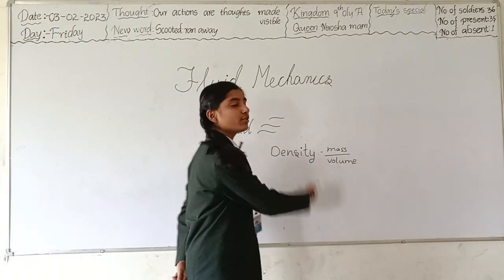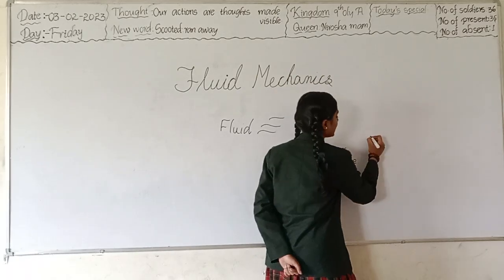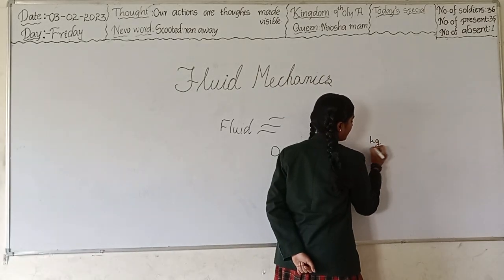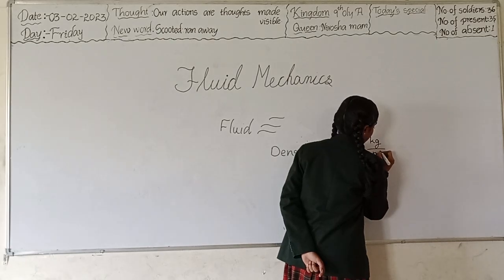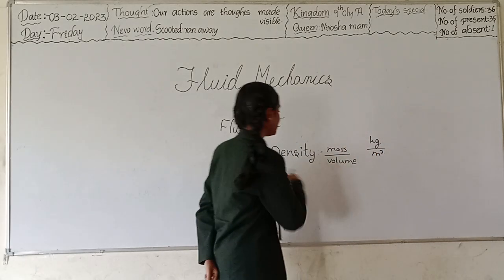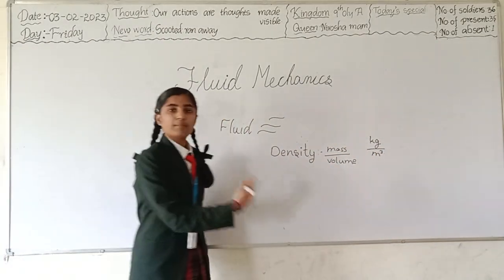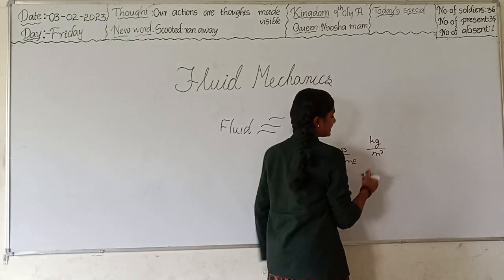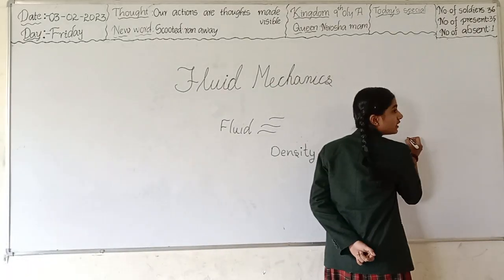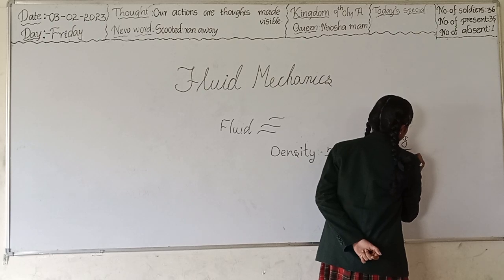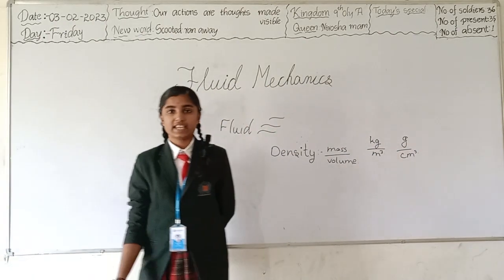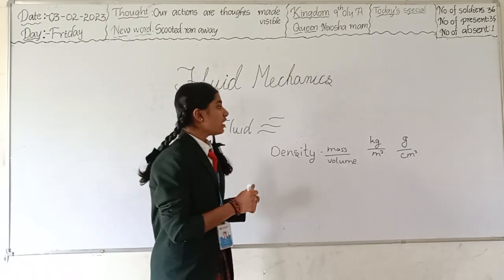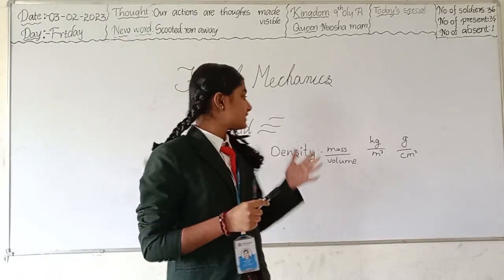As we know, the SI unit of mass is the kilogram and of volume, the meter cube. So the SI unit of density is kilogram per meter cube. And the CGS unit will be gram per centimeter cube. And density is a scalar quantity. Let's see the other one.